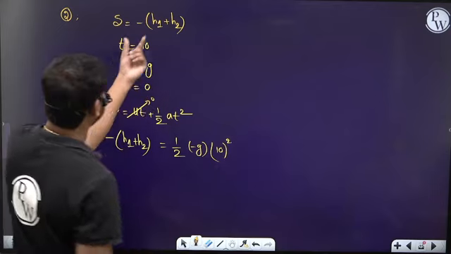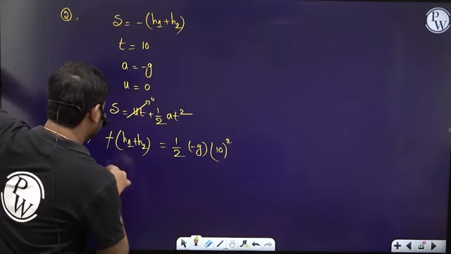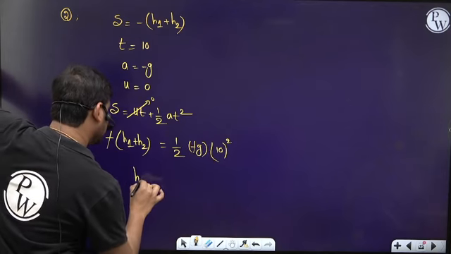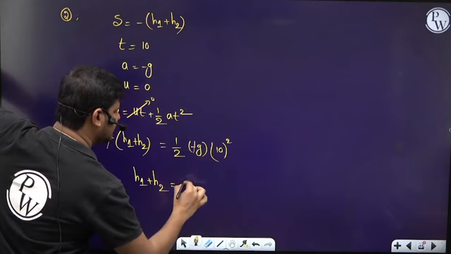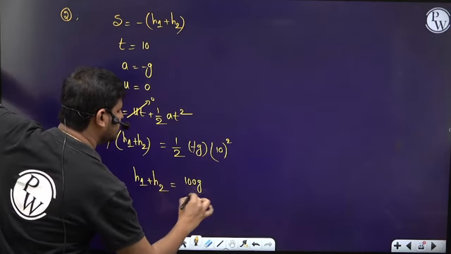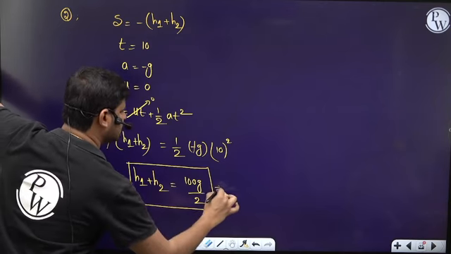For the total H1 plus H2 journey, the time is 10. So then here I can write minus cancel. So therefore H1 plus H2 is equal to, so this is going to be 100. So I can write 100 g by 2. So let it be equation number 2.